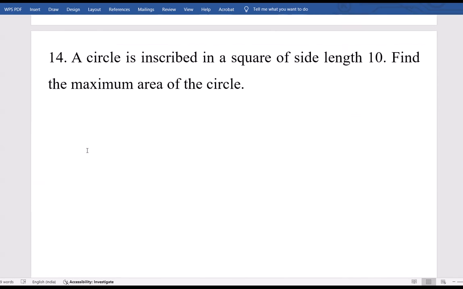Now what about this question? A circle is inscribed in a square. Inside the square, find the maximum area of the circle. It's a very single line question, but a very good question this is. There is one more question in reverse also. Square is inscribed in a circle. This is circle inscribed in a square. You can go for square inscribed in a circle as well. Both we'll see.